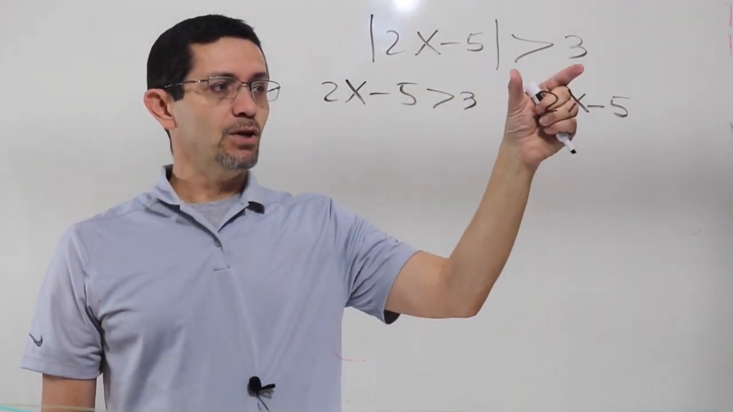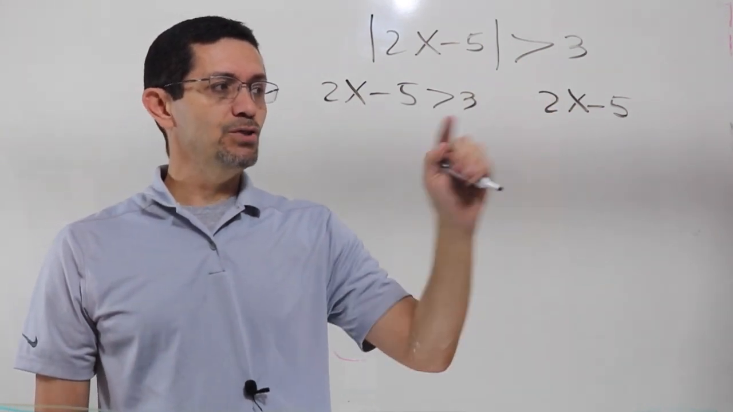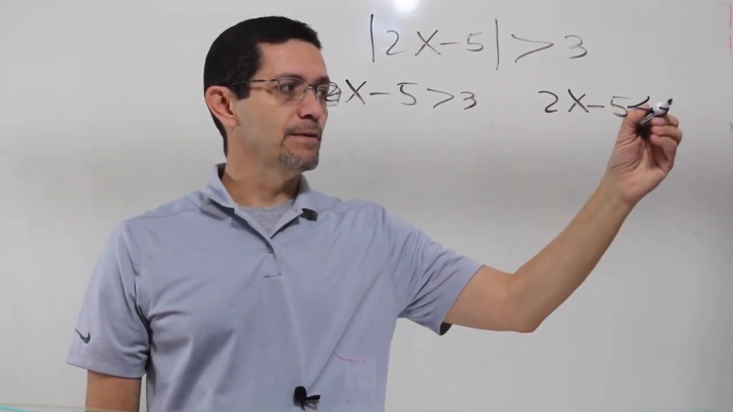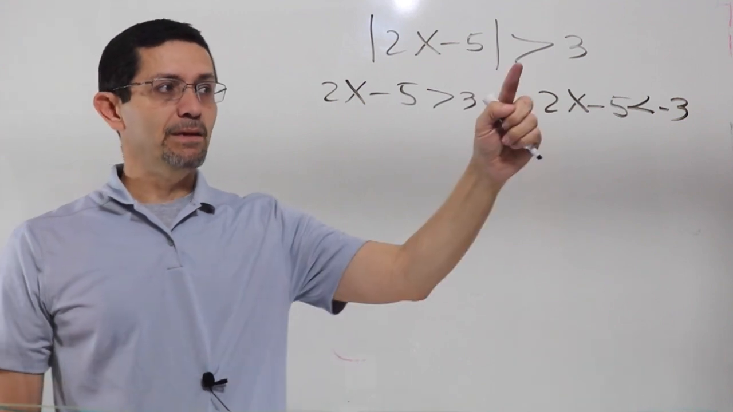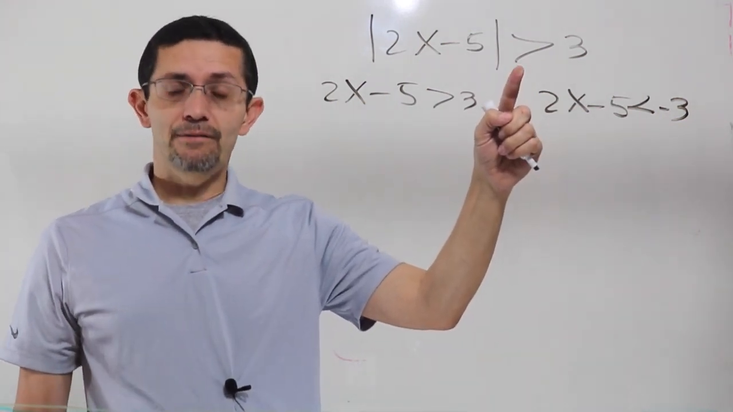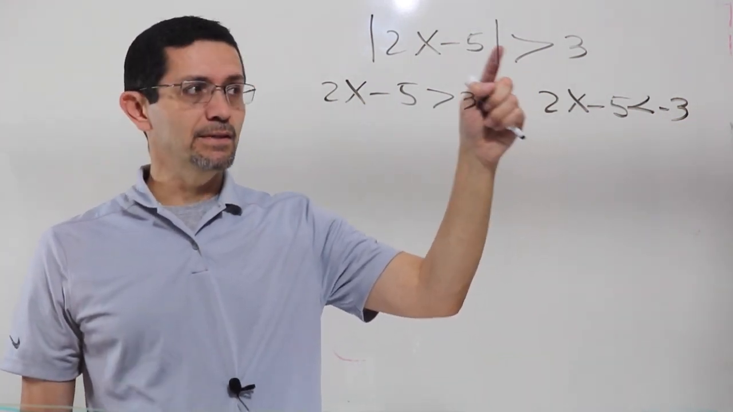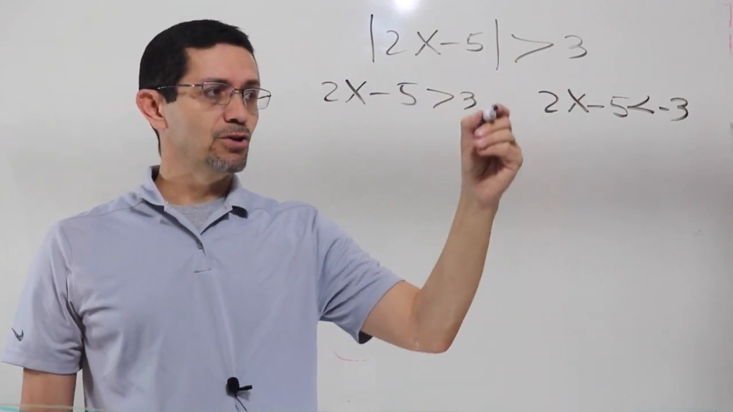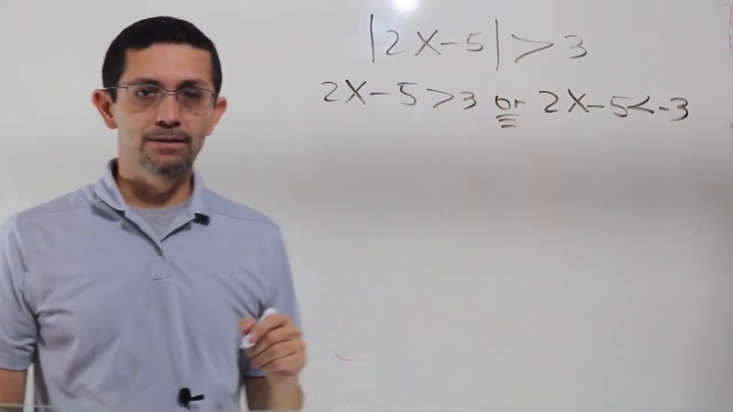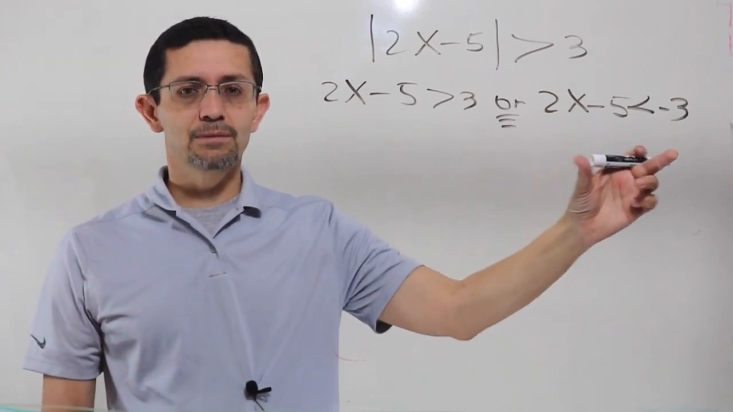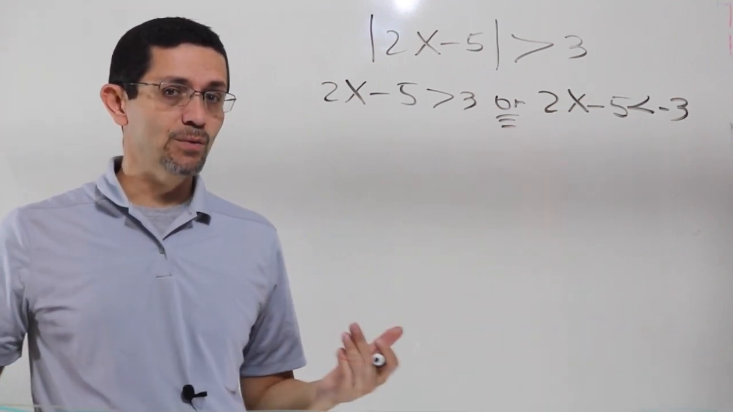The first inequality is the same. The second inequality, you flip the symbol and you change the sign. Okay? And depending on this inequality symbol, you decide if it's an AND or an OR inequality. In this case, because it's greater than, it's going to be an OR inequality. Then we solve one at a time. We graph, interval notation, and we're done.